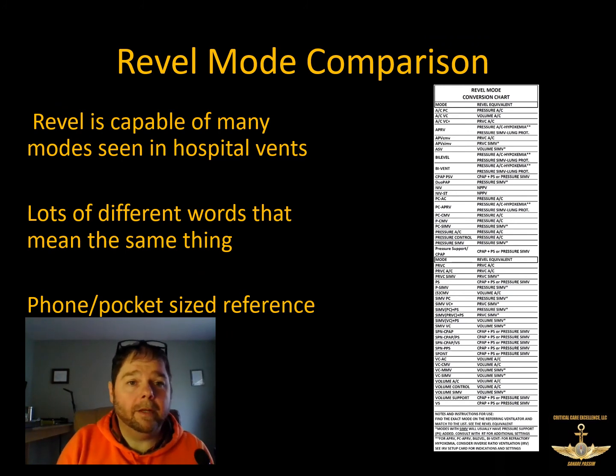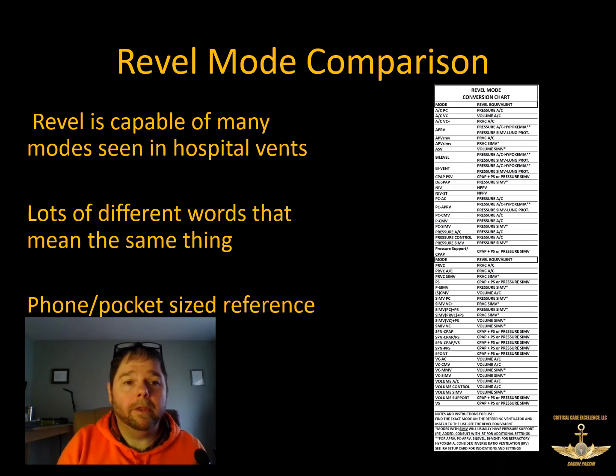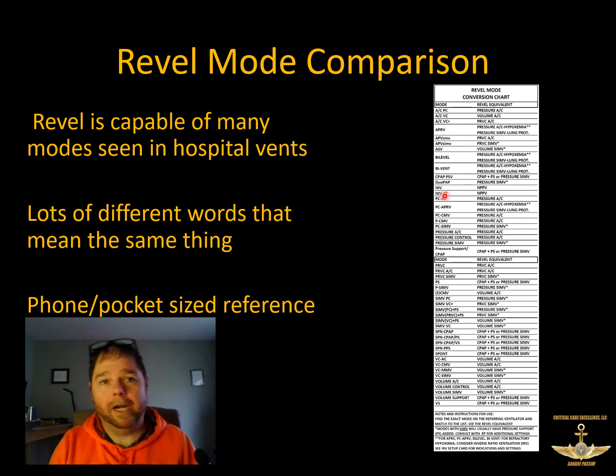So with that said, we will revisit our Revel mode comparison chart. There's a more updated version of this coming out. As we said before, the Revel is capable of many of the modes you're going to see in hospital ventilators. It's just a matter of understanding the language. There are a lot of different words that mean the same thing in ventilator speak. So the purpose behind this reference is to bridge that gap for you. It's updated because I had left a couple of modes off, and so we added those back. But otherwise, if you have the older version, you're 99% covered.